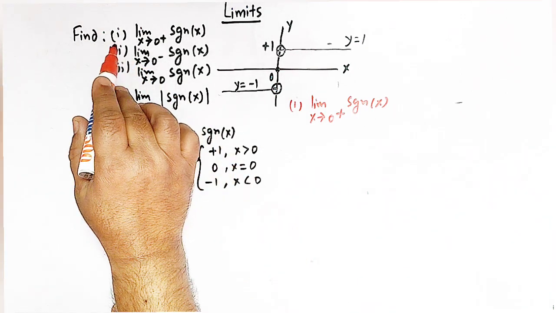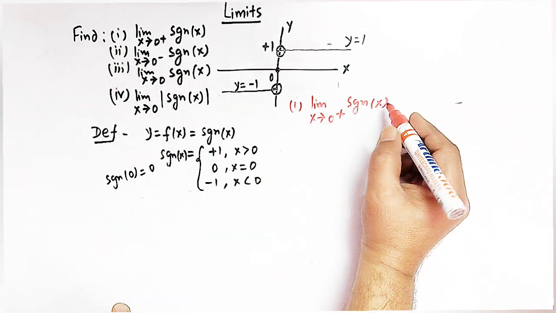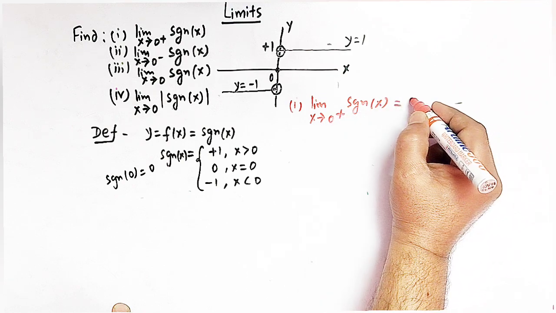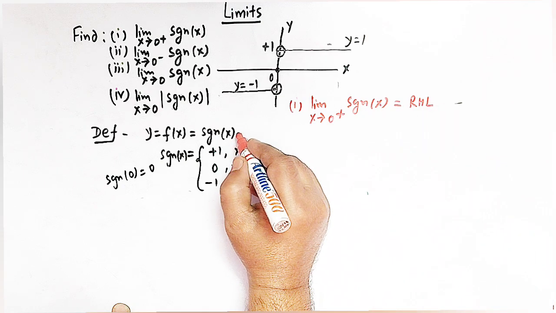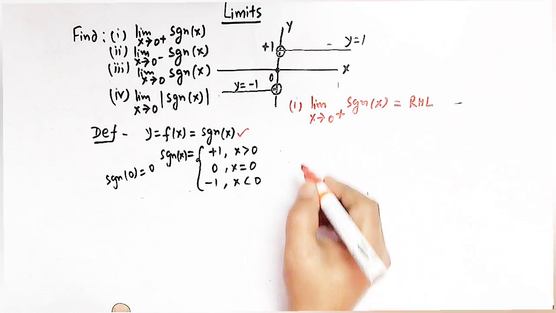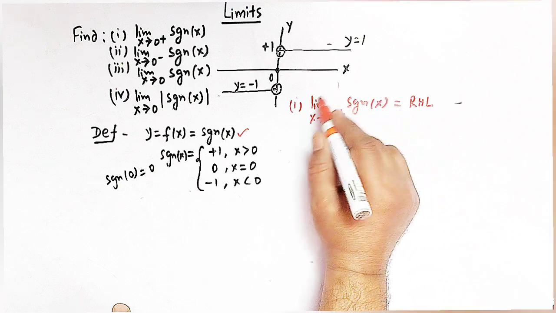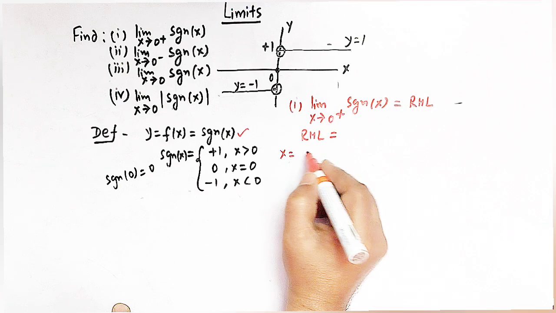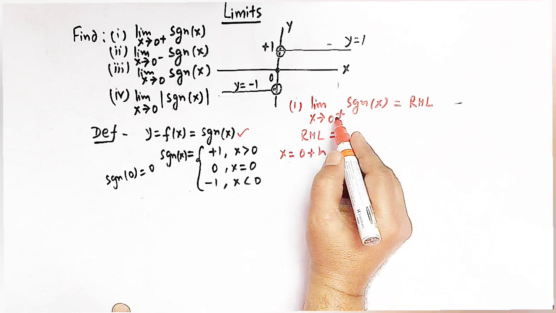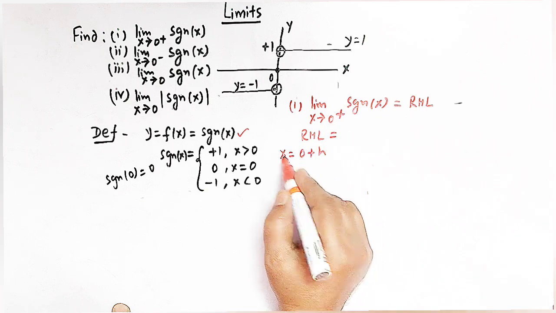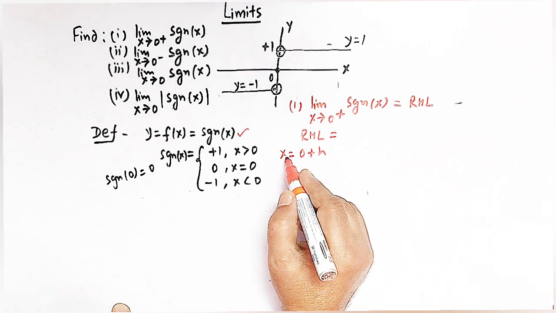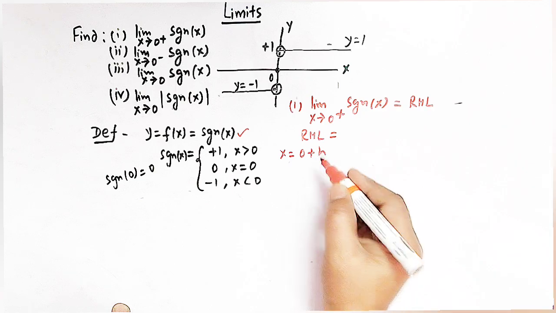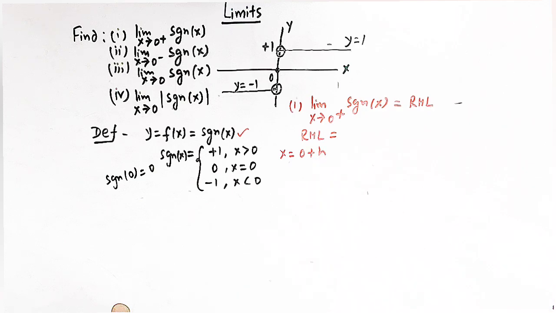So now let us find out the first limit. Here we have x tending to 0 positive. So this is the right hand limit of this function when x approaches 0. To get the value of this limit, we can now substitute x is equal to 0 plus h, because here we have to take all the values of x which are greater than 0, and here obviously h is infinitesimally very small, right?